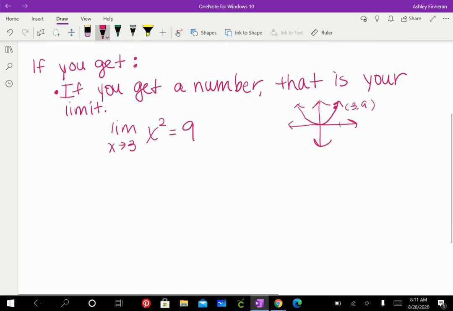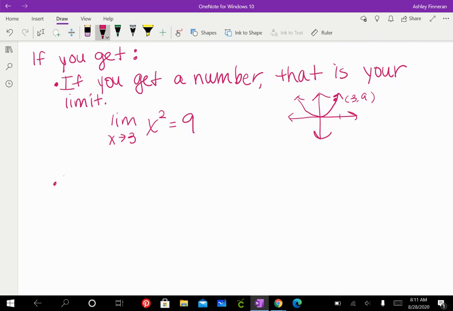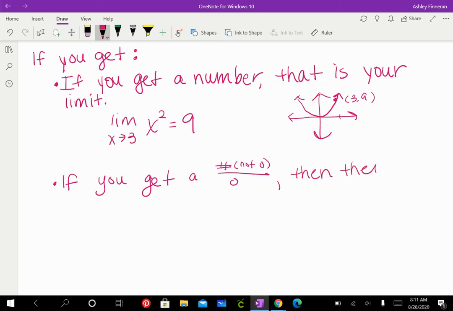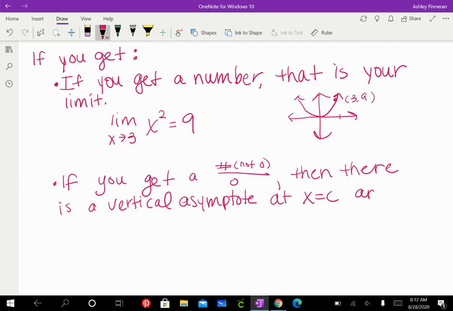Next, if you get a number that's not 0 over 0, then there is a vertical asymptote at x equals c, and therefore the limit does not exist.